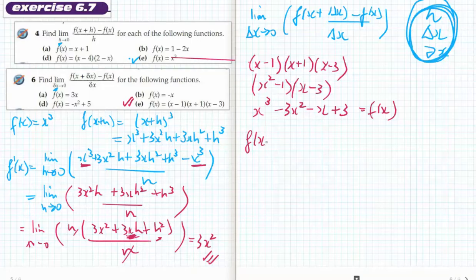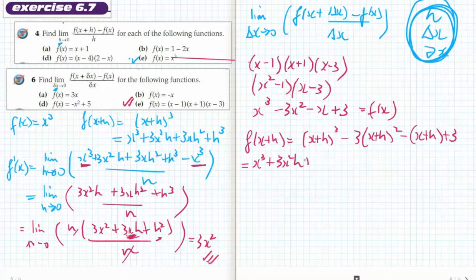And f of x plus h will then equal x plus h cubed minus 3 times x plus h squared minus x plus h plus 3, which should equal x cubed plus 3x squared h plus 3xh squared plus h cubed minus 3x squared minus 6xh minus 3h squared minus x minus h plus 3. That's what f of x plus h equals.